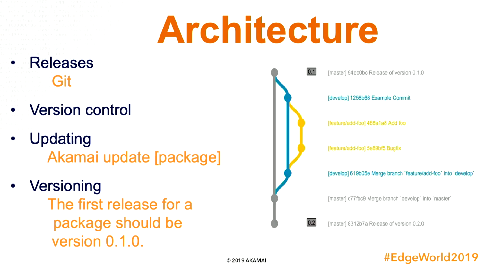As I mentioned, Akamai CLI depends more on Git. It should adhere to semantic versioning, which means the first version would look like 0.1.0 and then it goes up in increments of 1.